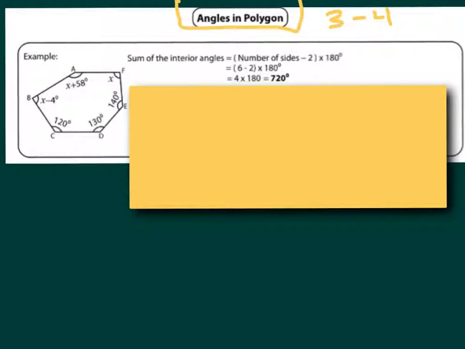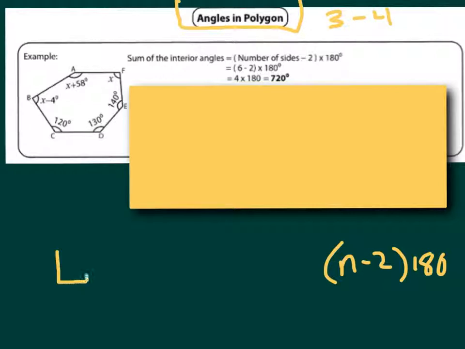The very first thing that I'm going to talk to you about is a formula you'll need in this section, and that formula is (n minus 2) multiplied by 180. What do you use this formula for? You use this formula to find the total number of degrees that all of the measures of the inside angles will be in a polygon when you add them.